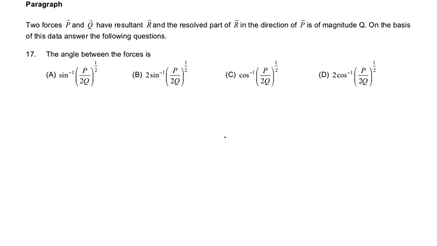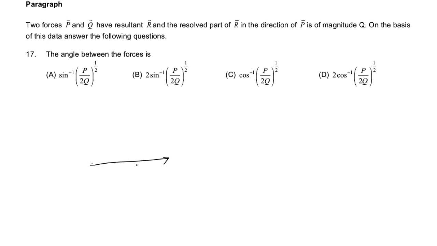Now let us try to solve this paragraph. There are two forces P and Q, resultant R, and the resolved part of R in the direction of P is of magnitude Q. On the basis of this data, we need to find the answer of the following questions. So let us assume that two forces P and Q, their resultant is R, right?